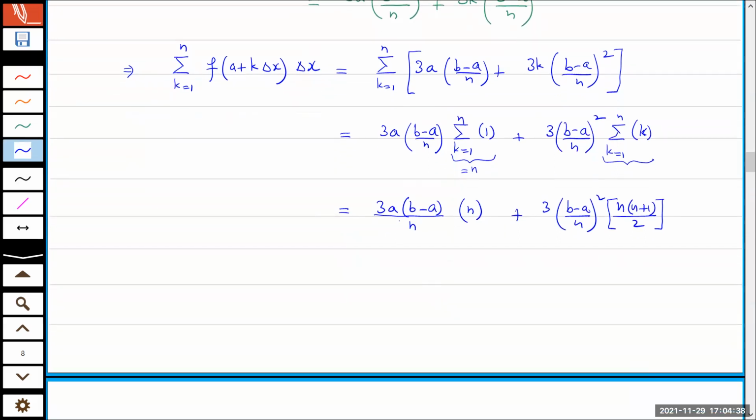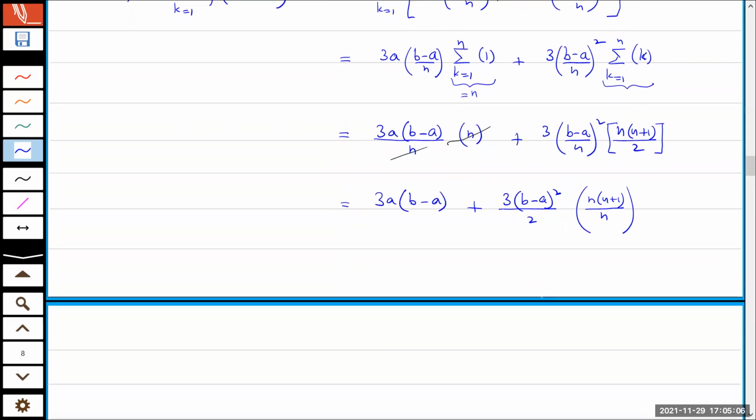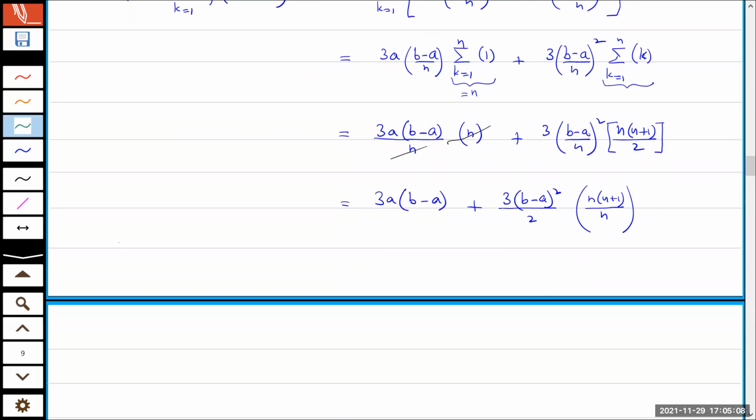Rewriting it, n cancels out. And I rewrite this as 3a(b minus a) plus 3(b minus a) squared divided by 2, times n times (n plus 1), divided by n. I just rearrange the terms a little bit. Now our final task is to apply the limit n going to infinity.